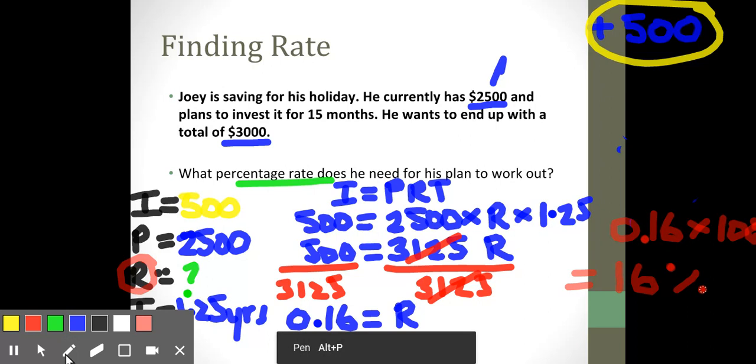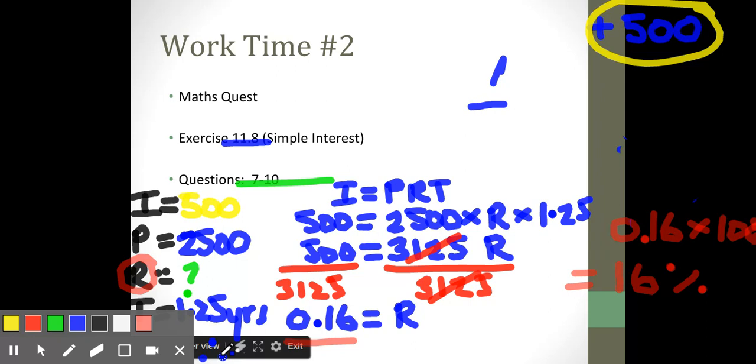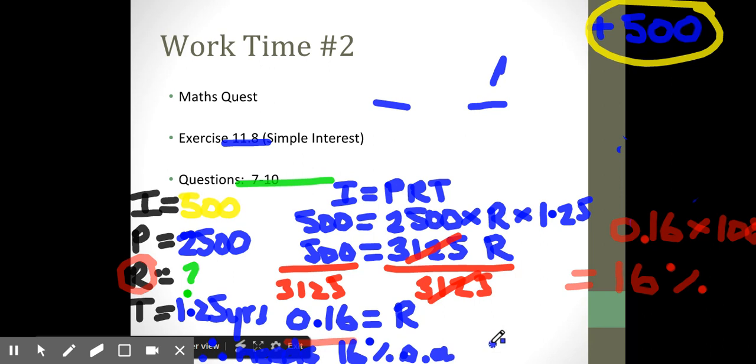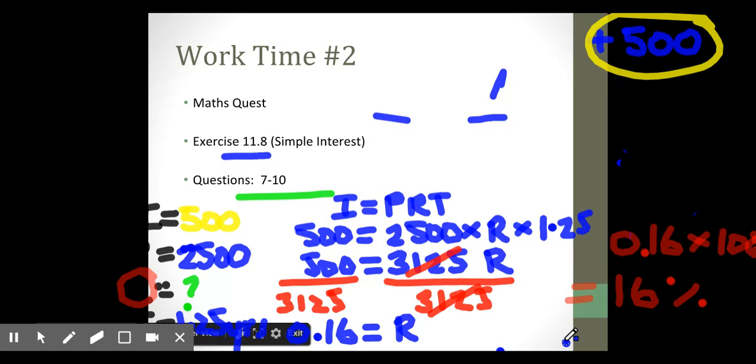So our final conclusion is, I've moved pages. Therefore, our person needs 16% per annum simple interest, which may or may not be possible.